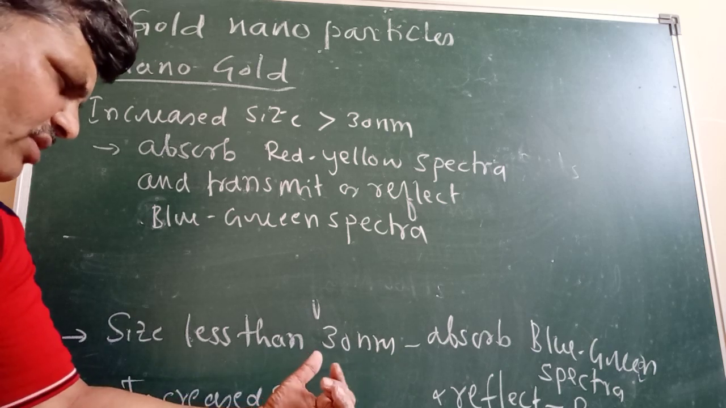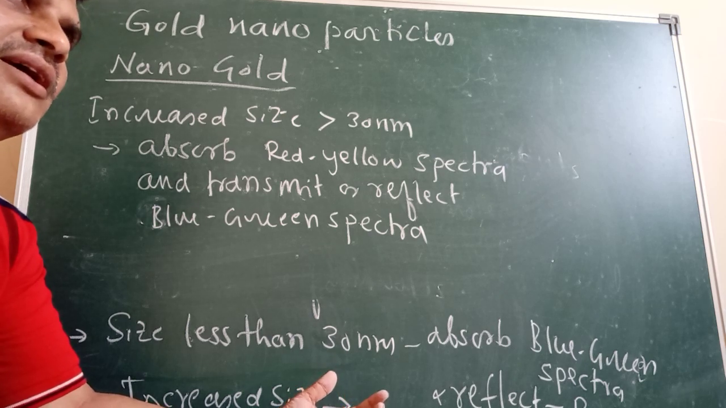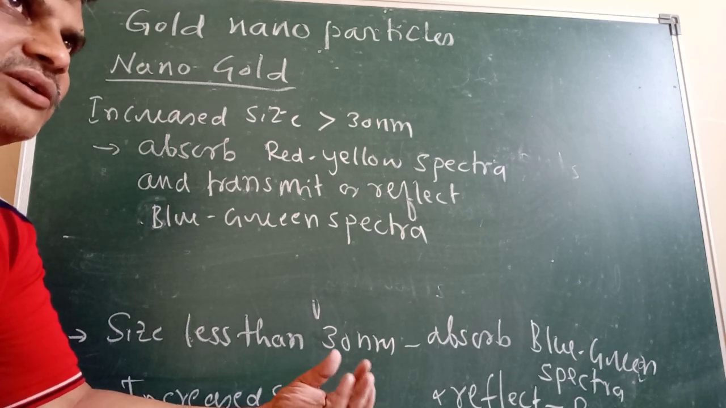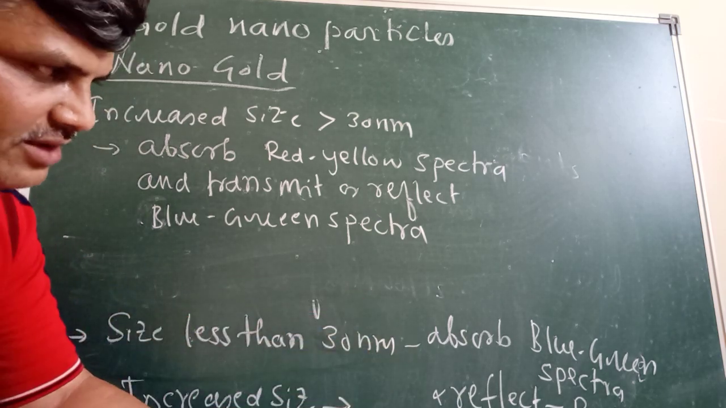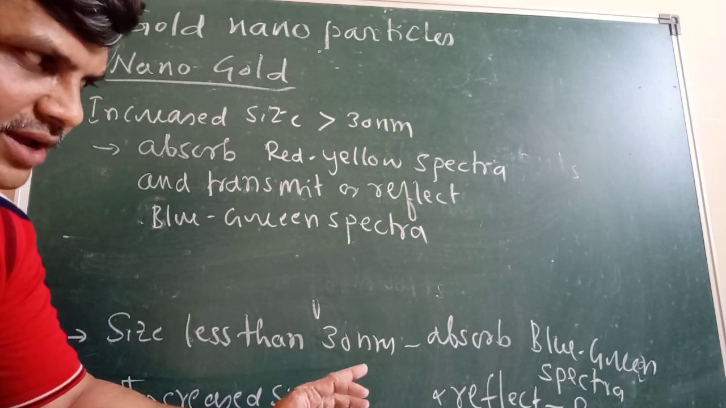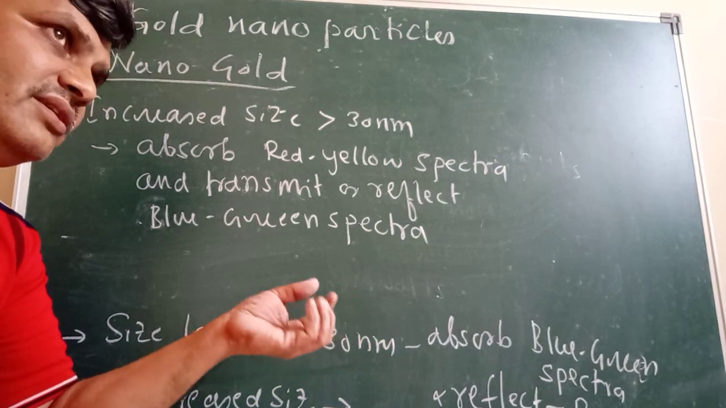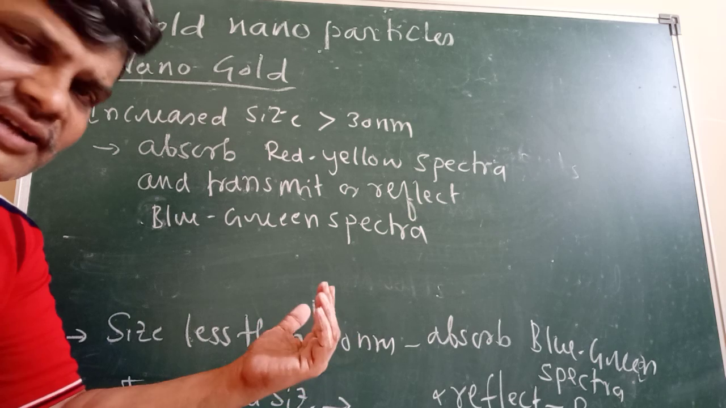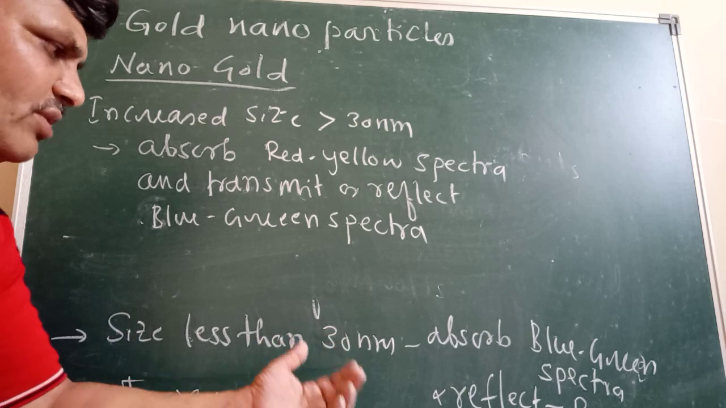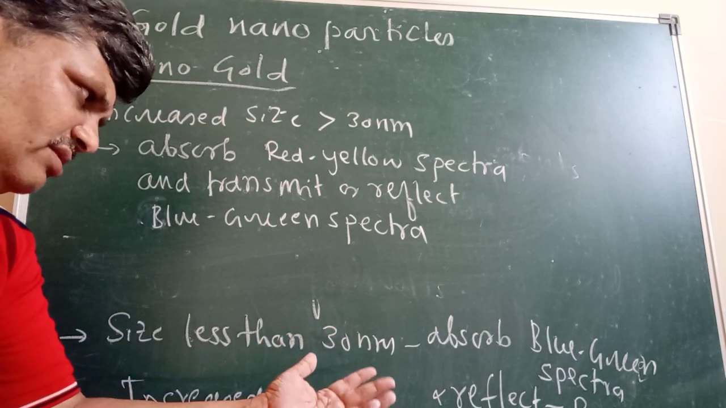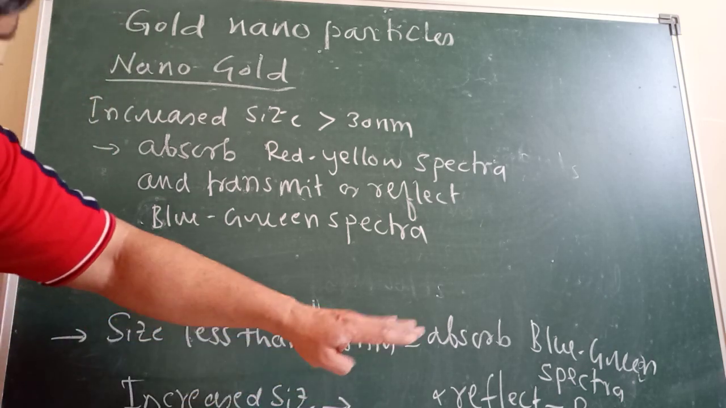Similarly, in case of the nanoparticle less than 30 nanometer, present inside the solution, normally the metallic nanoparticles are in the colloidal form in the solution. They absorb blue, green spectra and reflect the red. So for the better applications we normally take the smaller gold nanoparticles. Commonly we call gold nanoparticles red in color. Okay, this is less than 30, this is blue.